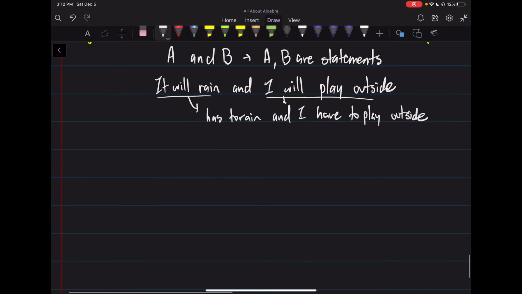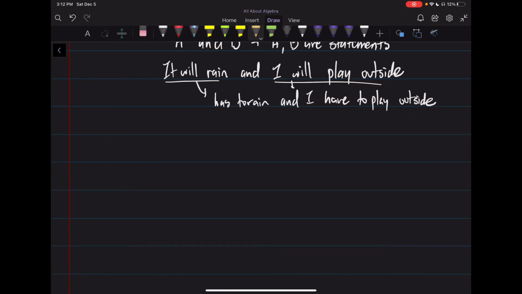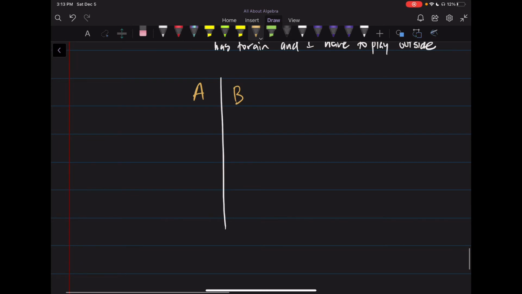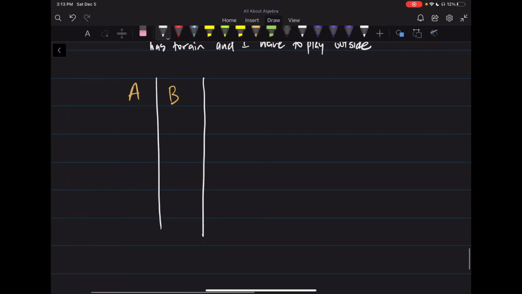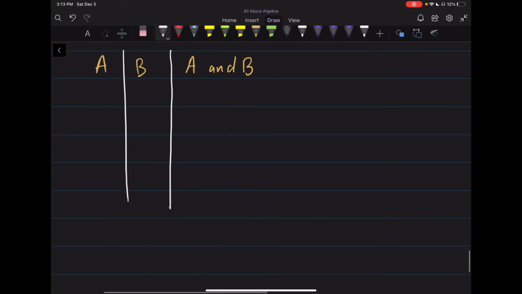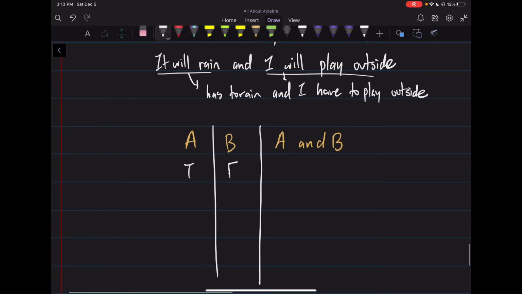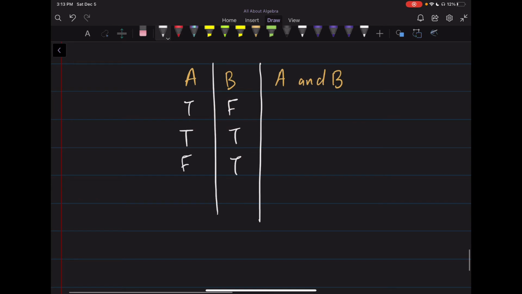So what would this look like? Let's say that these are two statements, A and B, right? And then what is A and B? So when A is true, B could be false. When A is true, B could be true. When A is false, B could be true. And when A is false, B could be false. So these are 4 situations. You write out all the permutations possible for it.